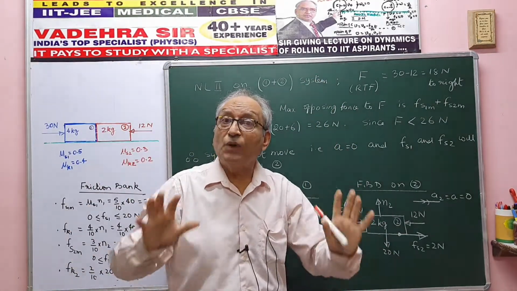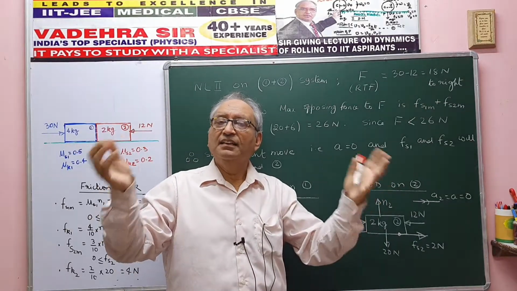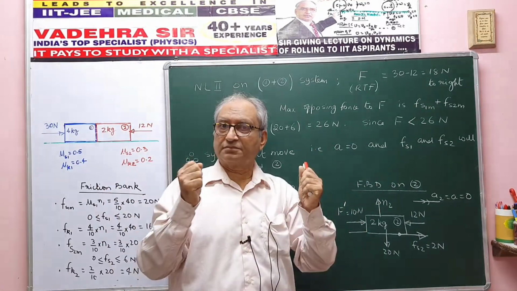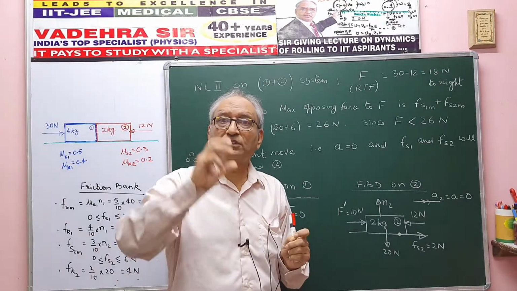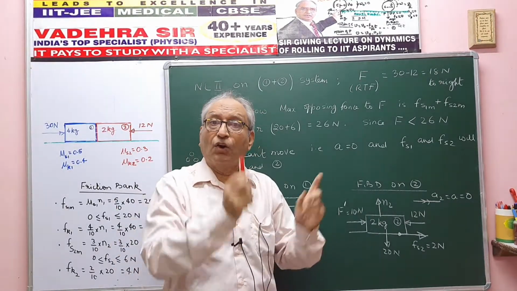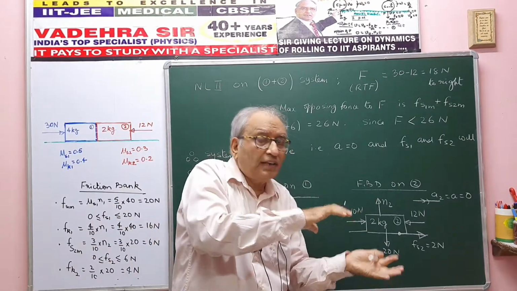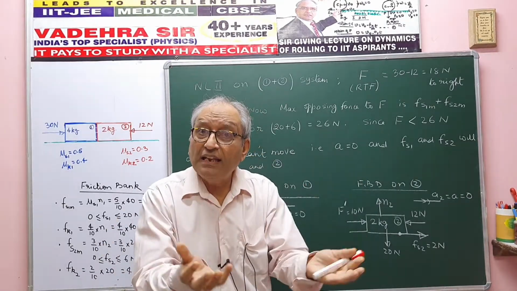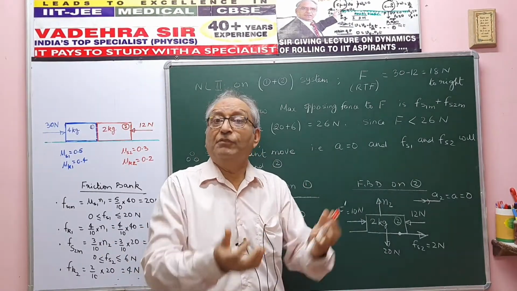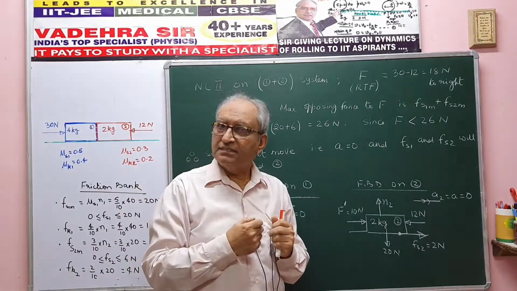System will not move means what? Acceleration is 0. One answer is already there. Acceleration is 0 means that on both the blocks, static friction is acting. On 1 as well as 2, Fs1 and Fs2 are acting. Now, Fs1 and Fs2 we cannot find by the law of friction. So now we'll have to analyze the problem, and we also have to find the contact force between the bodies.